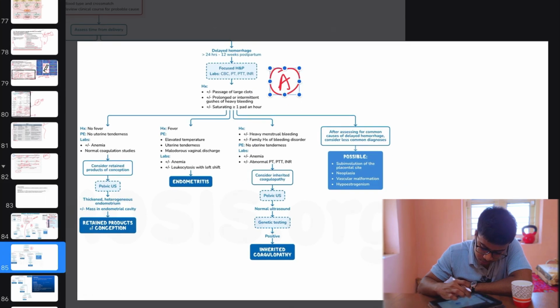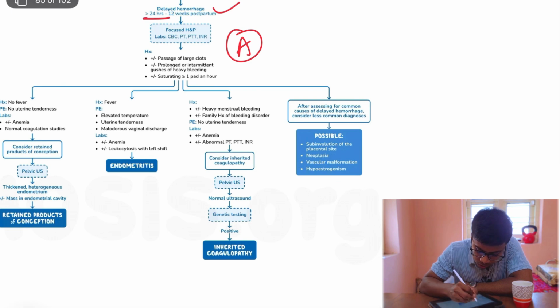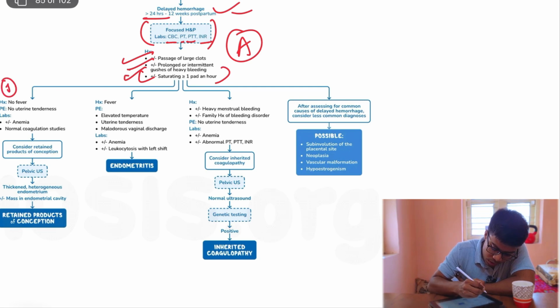For the A part, delayed hemorrhage greater than 24 hours to 12 weeks postpartum. Focus on history and physical examination. Labs: CBC, PT, PTT, INR, and passage of large clots will be there. In delayed postpartum hemorrhage, prolonged intermittent gushes of heavy bleeding will be there, saturating greater than or equal to 1 pad an hour. So let's discuss cases 1, 2, 3, 4.